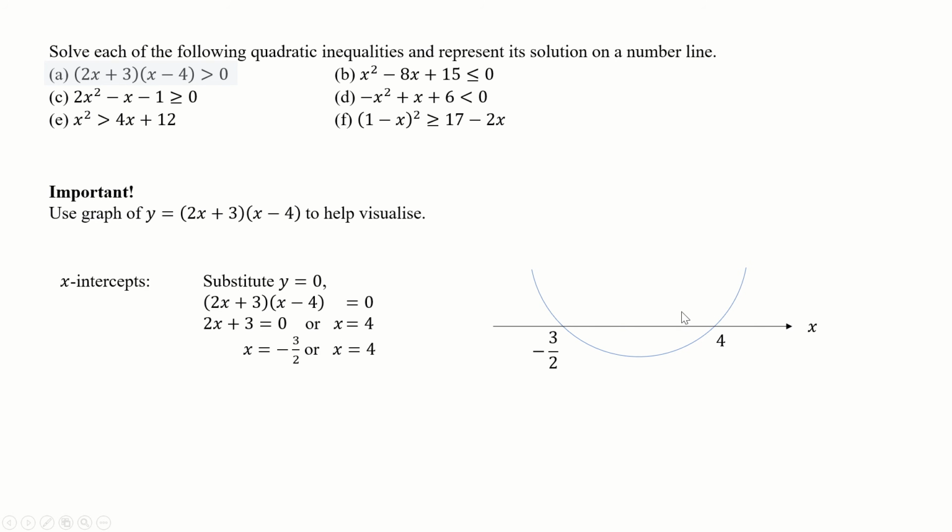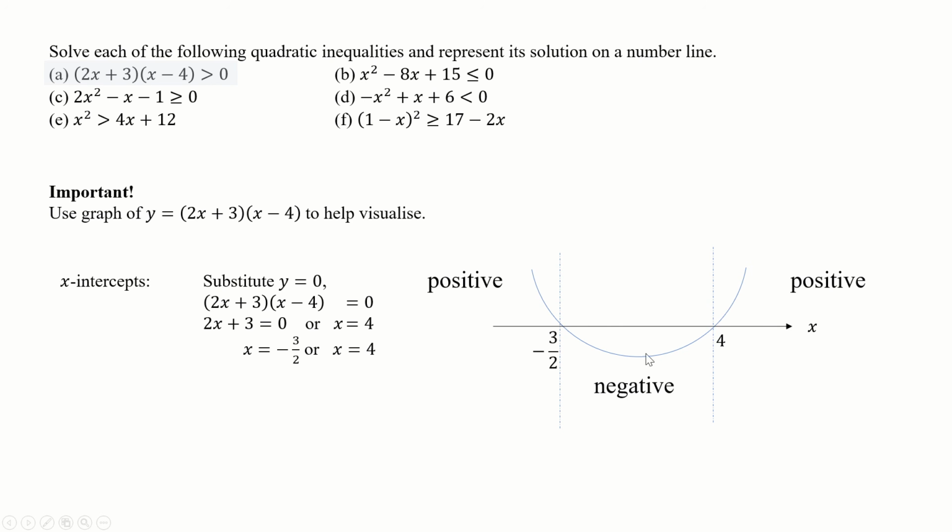Okay, using the sketch, we can identify the parts of the graph which are positive or negative. We can do so by seeing whether the graph lies above or below the x-axis. So in this case, this part over here is positive because it lies above the x-axis. This part over here is negative because it lies below the x-axis. And finally, this part over here is again positive.